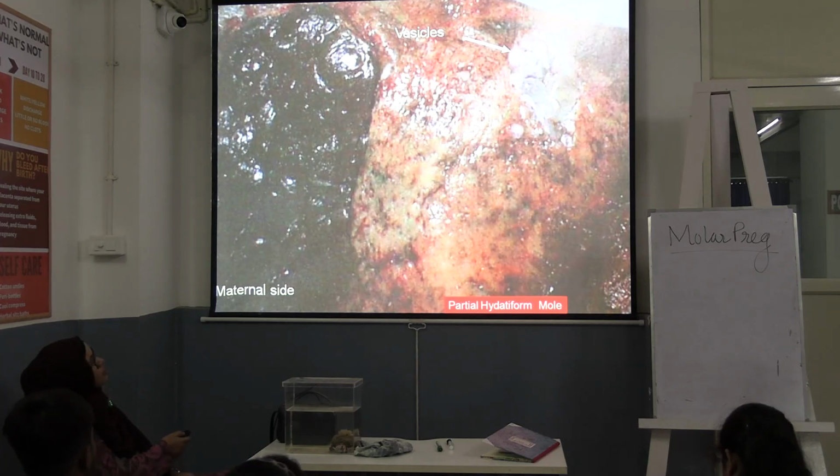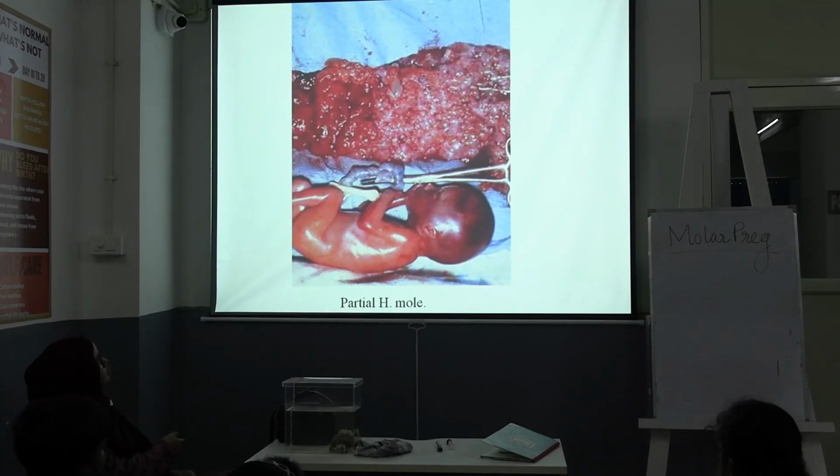So this is the vesicles of the molar pregnancy and this is the normal placenta. This is partial mole. Just in a focal area you can see the hydropic degeneration and the proliferation of the trophoblast. Rest is normal. This is the case of partial hydatidiform mole. This is the molar vesicles, this is the normal placenta and this is the fetus.